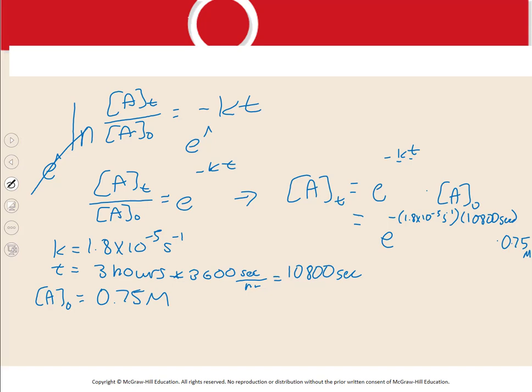If your number went up, most likely what happened is you forgot the negative in front of your exponent there. This isn't a very fast reaction. It shouldn't go down a whole lot. What do we get? Good. 0.62, and what's our unit here? M, molarity. So that is our concentration after 3 hours.